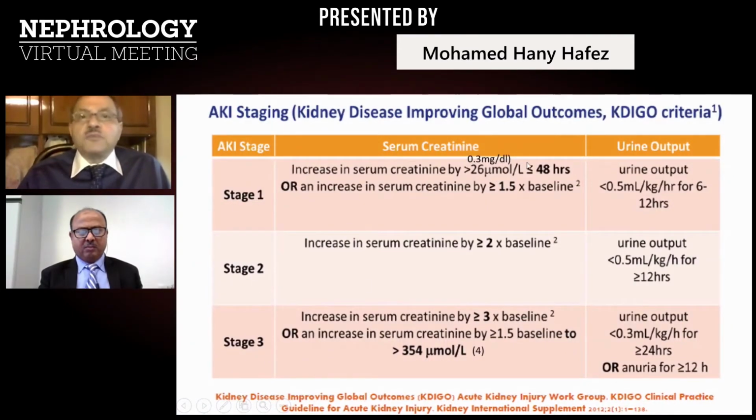If the creatinine shows a 0.3 increase in serum creatinine in less than 48 hours, or an increase by more than 1.5 times the baseline, that is stage 1; more than 2 times, stage 2; more than 3 times, stage 3. And the urine output is also very simple to see: less than 0.5 ml per kg per hour for 6 to 12 hours, or more than 12 hours, or more than 24 hours. So this simple classification is adopted, and I want you to remember with me the 0.3 ml per kg per hour, because we will come to it later on after a minute.